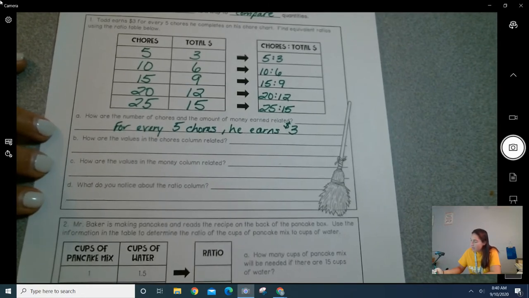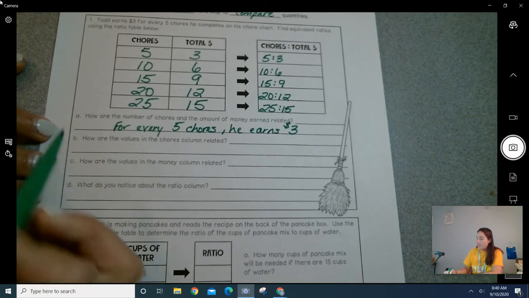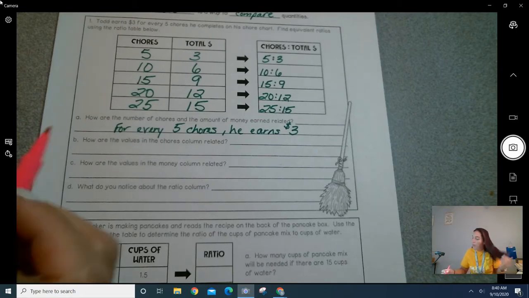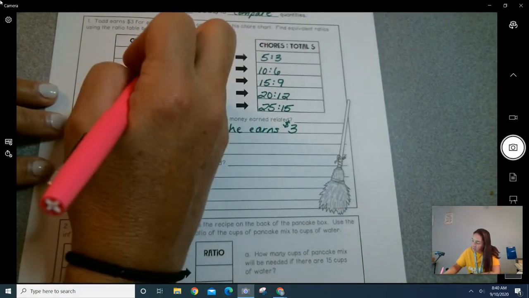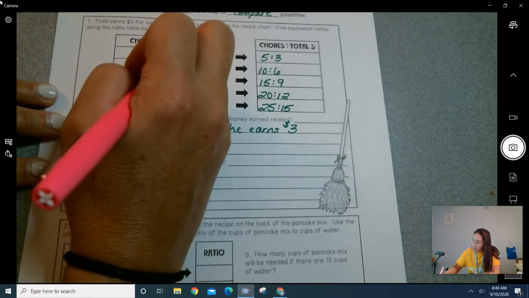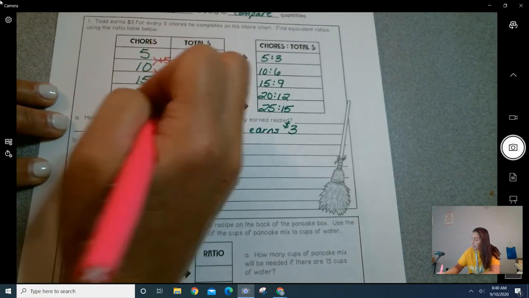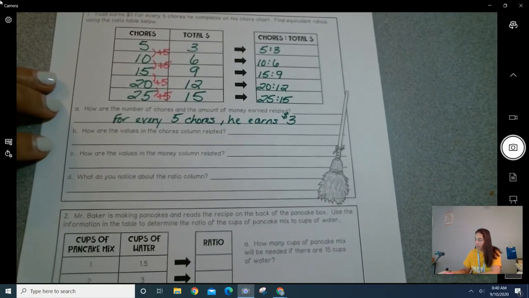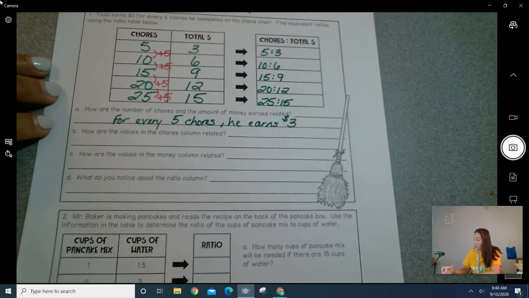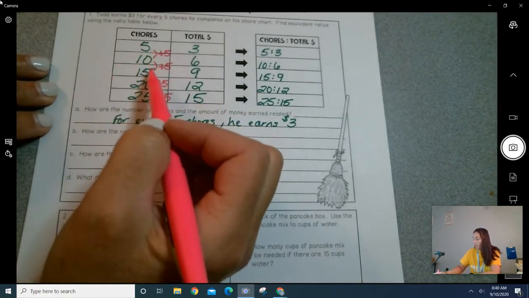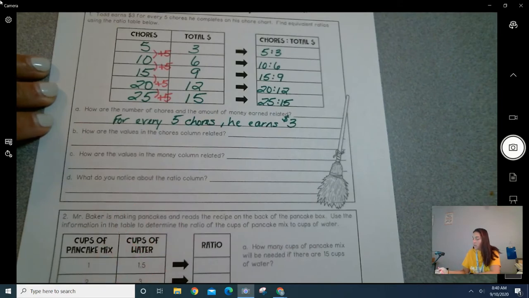B, how are the values in the chores column related? So if we look at this column, the chores column, it's asking how are those values related? Well, there are 2 ways that we can look at that. We can look and we can say, well, if I add 5 each time, it's going to get me to the next number, okay? But there's another way to look at this, because what if I needed to know if he did 100 chores, and I didn't want to write out all these 5s all the way up to 100?